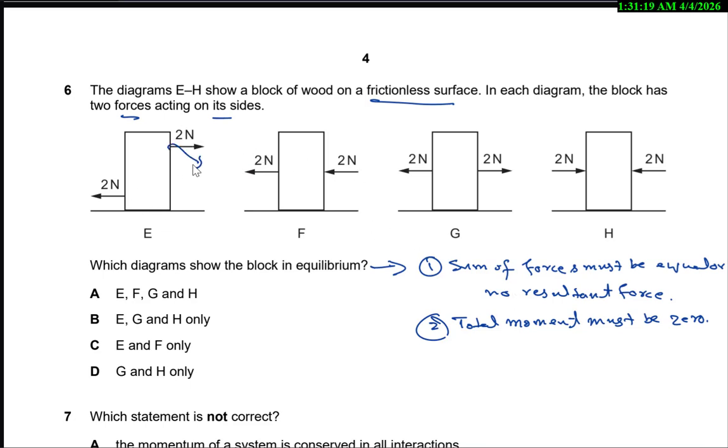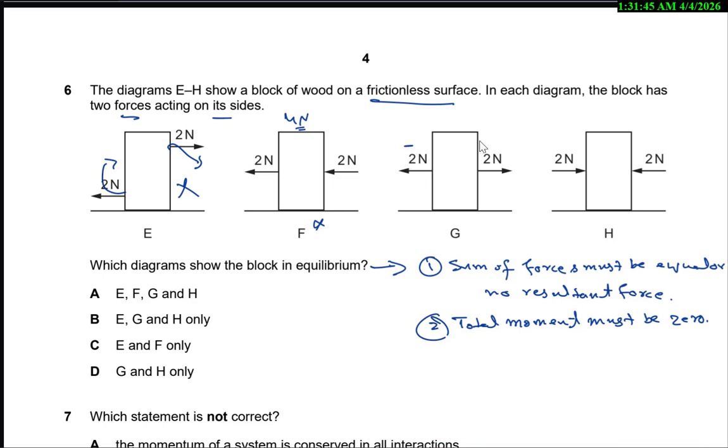So look at this. Here we have 2 Newton force, and here also we have 2 Newton force. These both forces are having equal magnitude, but their point of action is not the same. It means that this object will not have an equilibrium condition. Okay, here we have 2 Newton to the left, 2 Newton to the left, so it means that the resultant force is 4 Newton. So this is also wrong.